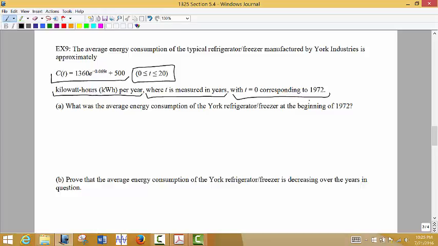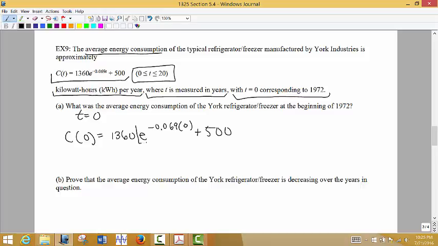It says, what was the average energy consumption of the freezer at the beginning of 1972? This was not asking me for a rate of change, it's just directly asking me for a number corresponding to this function, in kilowatt hours per year. So we're going to take our value that represents 1972 and plug it into the function. c of 0 equals, and we plug this value in place of t. It's right up here in the exponent. It's kind of small, but it is there.